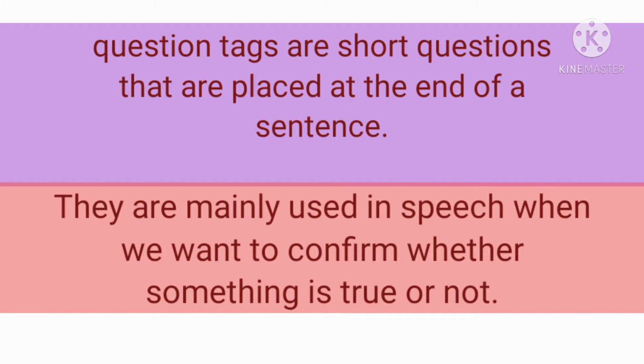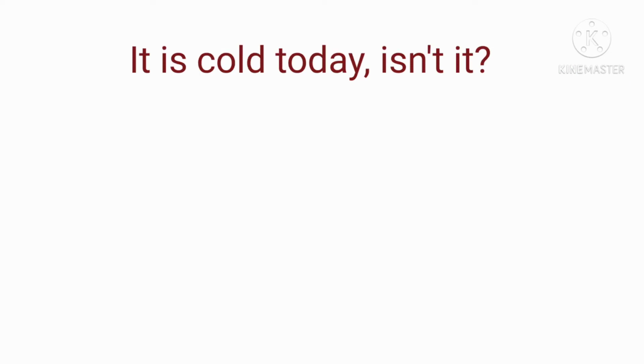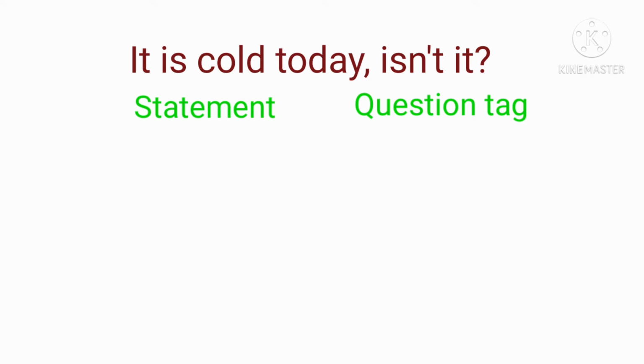If you observe the same sentence carefully now, just look down at the sentence. "It is cold today, isn't it?" In this, that "isn't it" is a short question. That is, we already said they are the question tags, isn't it? Now, if you look at the previous part of the sentence, that is, "It is cold today." What is this? It is a statement. Now, if we remove the question tag, what do we get? We get only a plain statement.